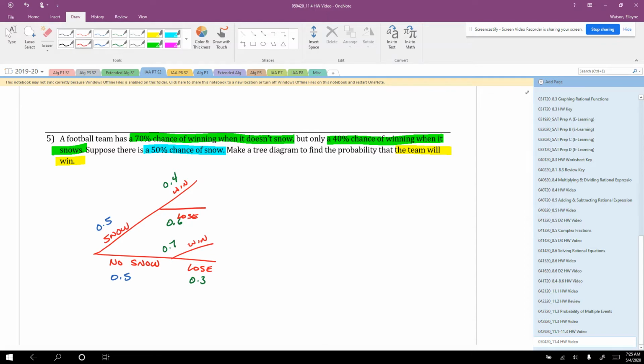Okay, and now the question says, find the probability the team will win. So to win, well, there's 2 options, right? They could win on this path, or they could win on this path. So you have to take into account both. So it's the probability of winning given it snowed, plus the probability of winning given it didn't snow, right? Because they can win if it snows, or they can win if it doesn't snow.